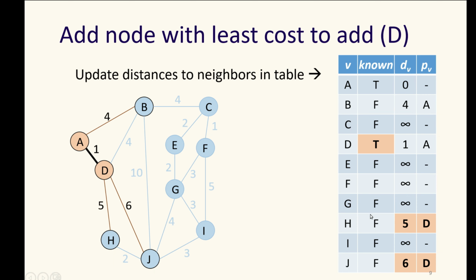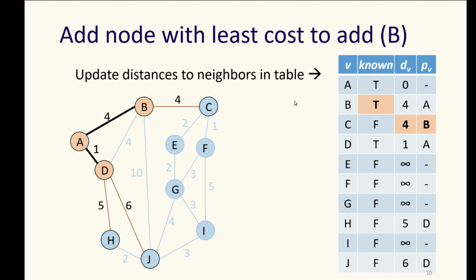So we see that H has a distance of 5 from D, and J has a distance of 6 from D. You'll notice that H and J are not marked known yet because they have not been popped off of our priority queue to look at the edges coming out of them. So they're not fully evaluated yet, is another way to think about that. The next lowest value on our priority queue, since the 1 for D was handled, is the 4 associated with getting to B. So B will be evaluated next.